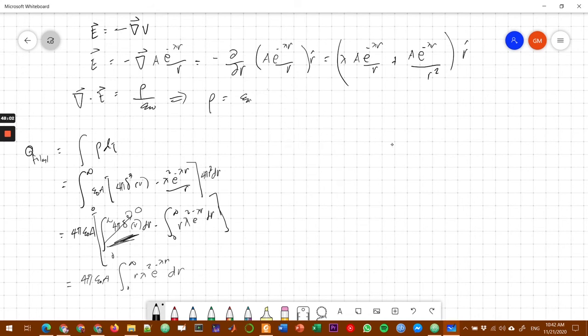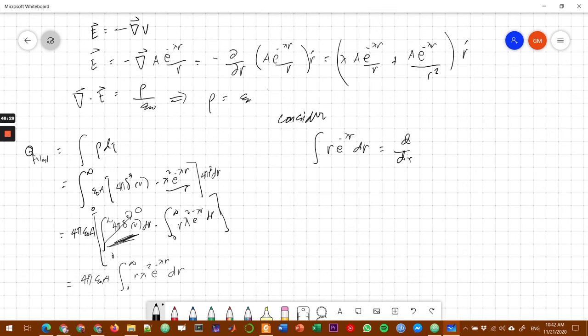Okay. So, how do we integrate this? How do we do the integral? So, consider this integral, r e to the negative lambda r. These are the techniques we can use. Now, one very nice trick is actually to do this.